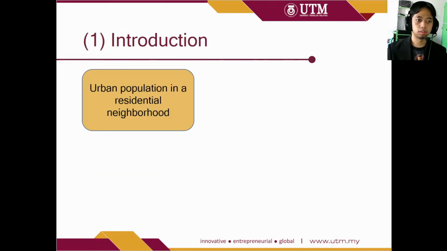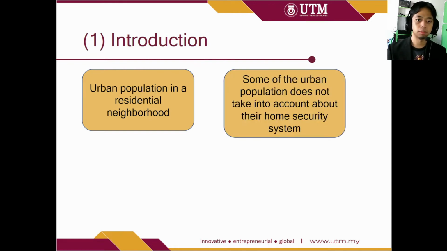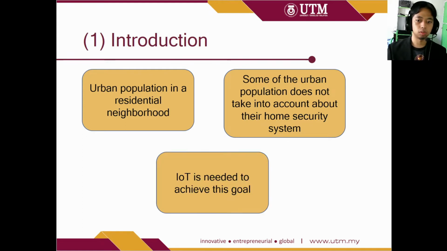Nowadays, the urban population that lives in a residential neighborhood can connect to each other easily within the area. Most residential neighborhood planners always prioritize the housing demand without taking into account the residents' home security. Some of the urban population does not give any attention to their house security, and most of the houses only use a padlock to prevent an intruder entering the house. If a home does not have a security system, tragedies may happen. So, to achieve this goal, IoT implementation is needed to develop a home security system that can be monitored easily by the user.